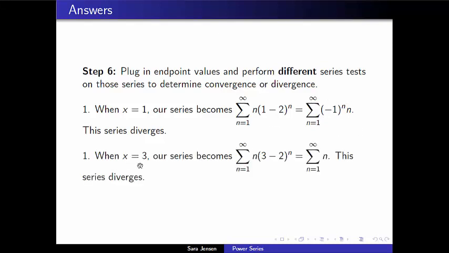Similarly, when we plug in x equal to 3, we end up getting n times the quantity 1 to the n. 1 to the n is just a 1 all the time, and so it's sort of silly to write. So we can just think of this as the series that adds 1 plus 2 plus 3 plus 4 plus 5 forever. And that's very clearly a divergent series, as the limit of our addends is not equal to 0. So for this particular power series, we have divergent behavior at both of our endpoints, and our interval of convergence would be 1 less than x less than 3.